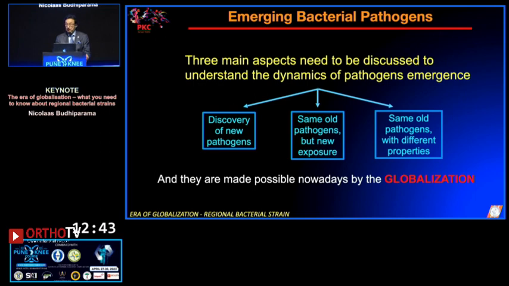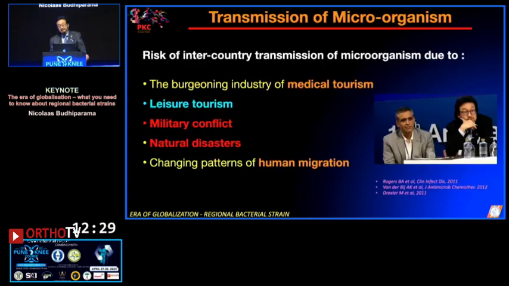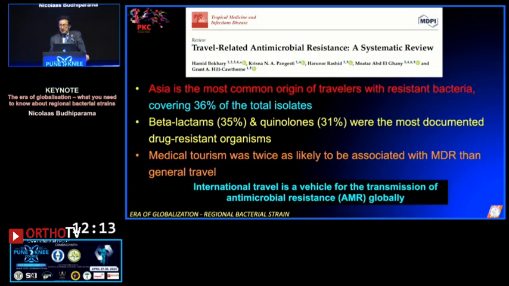There are 3 main aspects that need to be discussed. Discovery of new pathogens, same old pathogens but new exposure, and same old pathogens with different properties. And this is all made possible nowadays by globalization. We know that the risk of inter-country transmission of microorganisms can be due to the burgeoning industry of medical tourism, leisure tourism, and changing patterns of human migrations. This publication shows that Asia is the most common origin of travelers with resistant bacteria. It's covering about 36% of the total isolates. So international travel is a vehicle for the transmission of antimicrobial resistance globally.